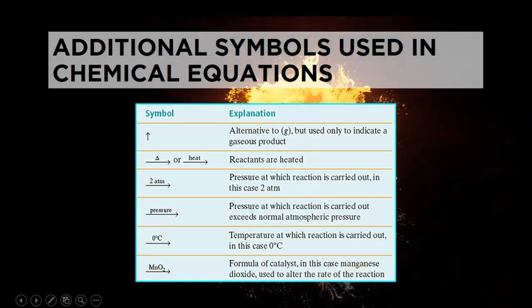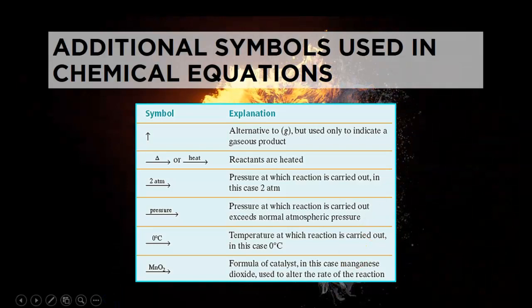Some other symbols. The up arrow means that you have a gaseous product. You don't always necessarily see that as often. Sometimes you see heat or a triangle written above the arrow. That means that I had to heat up the reactants to get them to actually react with each other. There's not enough energy at room temperature for them to react, but when I heat them up, they react.